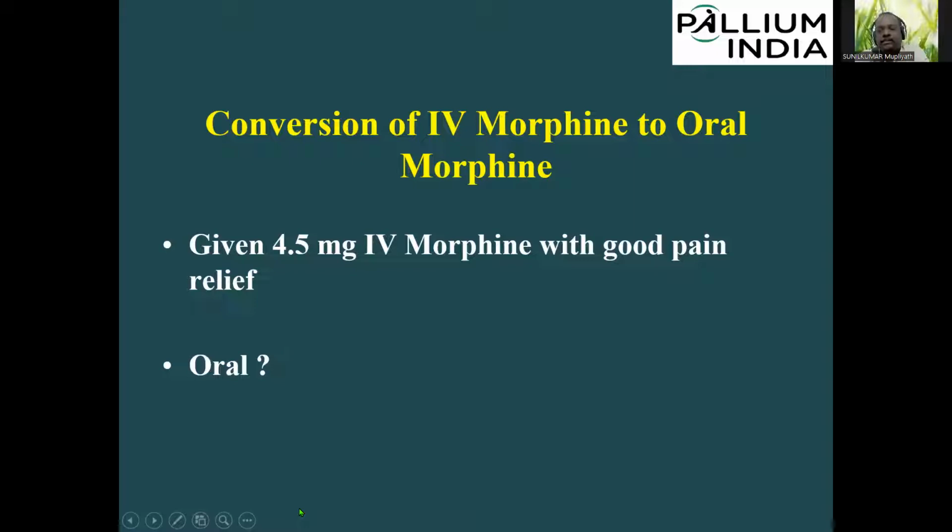Anybody else has any experience with intravenous morphine titration? You can safely do this in an outpatient setting, and every day we can have two or three trials, which we do at various centers. So you can safely do this as an outpatient procedure. Once you have given pain relief for this patient with 4.5 milligram, then you want to discharge the patient, send the patient home.